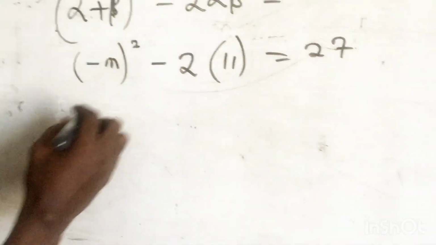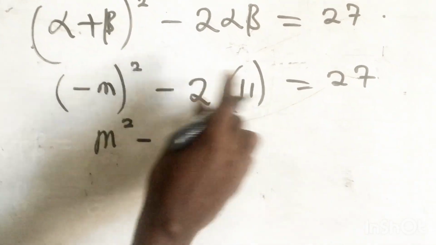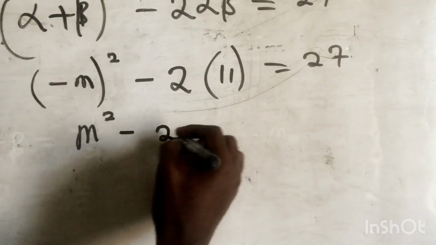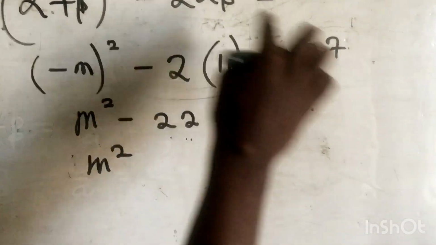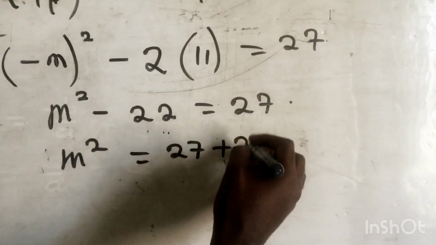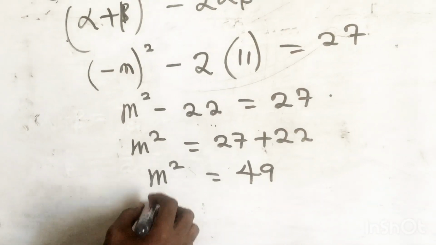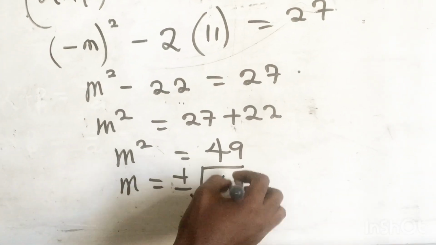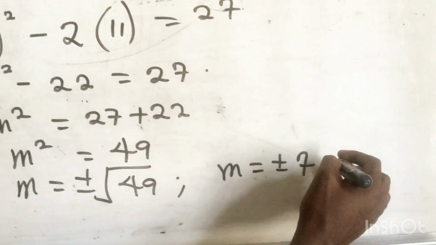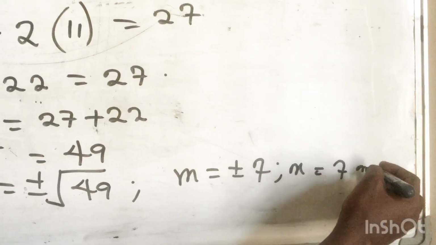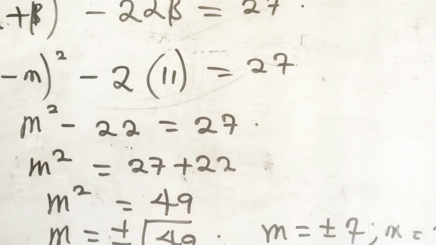So from this we get m squared minus 22 equals 27. If I take 22 to the other side, it will be 27 plus 22. So m squared gives us 49. To get m, it will be plus or minus root 49, so m equals plus or minus 7. That means m can be 7, and m could also be minus 7.